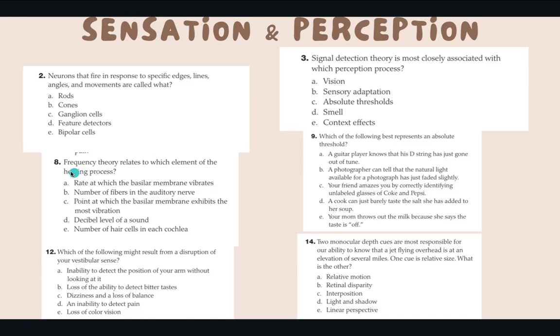So make sure you go over frequency theory and place theory and understand what that means. And then question nine, which of the following best represents an absolute threshold? Absolute threshold is the point where you have a 50% chance of knowing that something exists. So it's going to be a cook can barely taste the salt, because it's how much salt you need to add to taste it. So that is the absolute threshold.